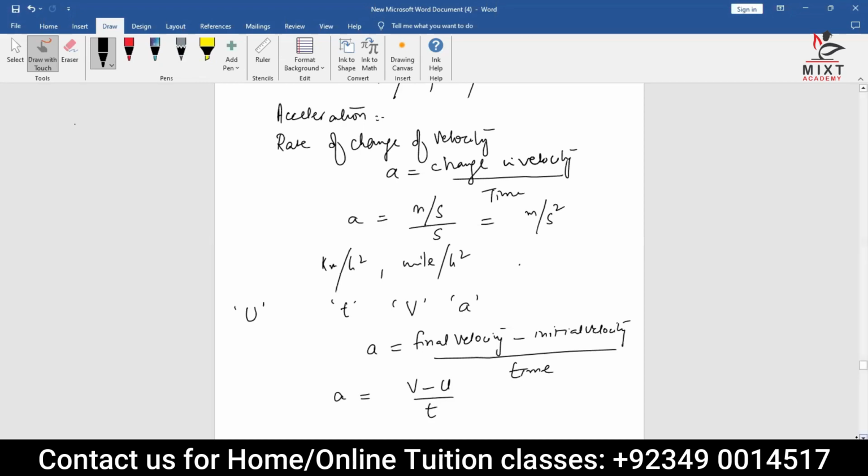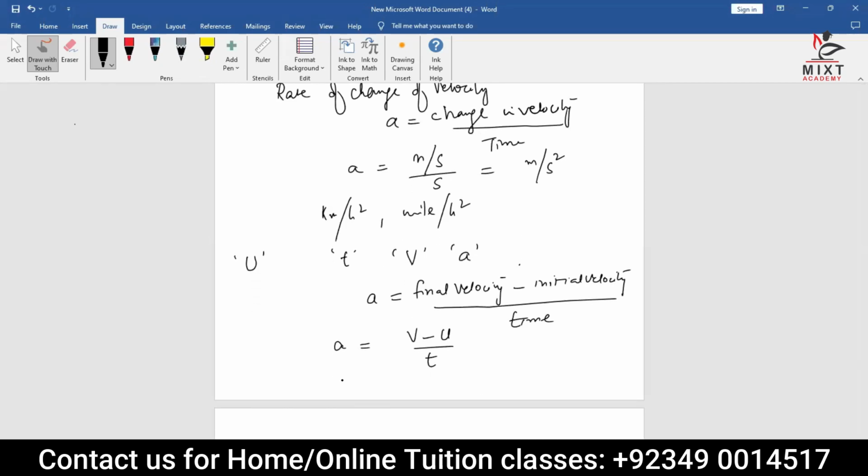Now you can manipulate the formula, cross multiply this t with a, so you will have at is equal to v minus u. So v will be equal to u plus at. This is one of the equations of motion. We call it the equation of motion. There are two further derivations we have, so we will do that.